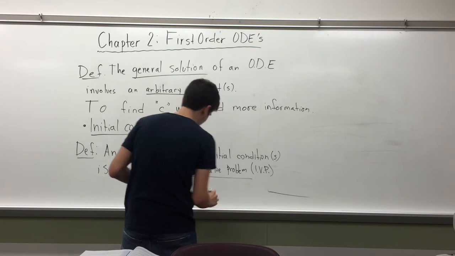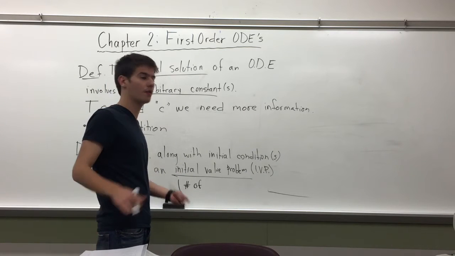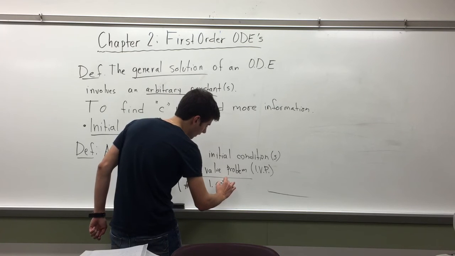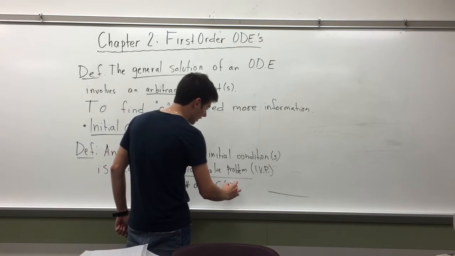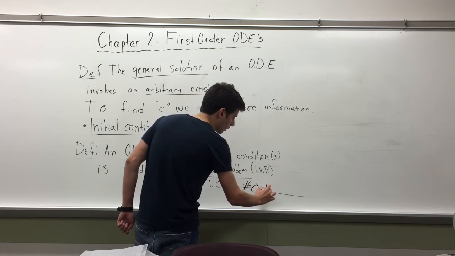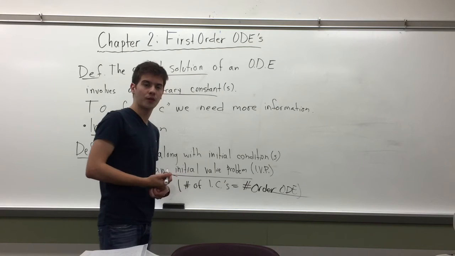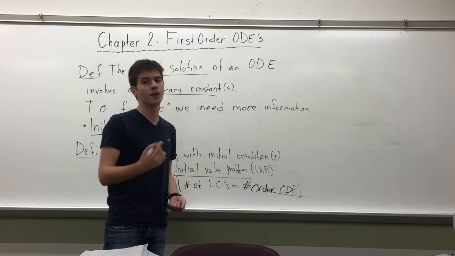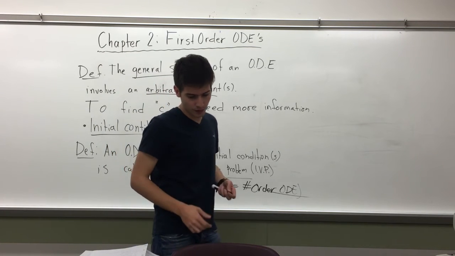And the number of initial conditions also needs to be equal to the order of the ODE. So the number of initial conditions, I'm going to call this ICs, is equal to the order of the ODE. So, for example, if you have a second order ODE, you need 2 initial conditions. If you have a first order ODE, you need 1 initial condition. So this is relatively straightforward.